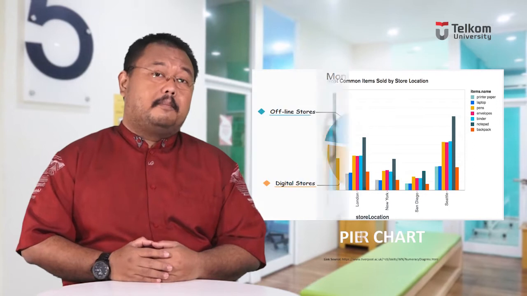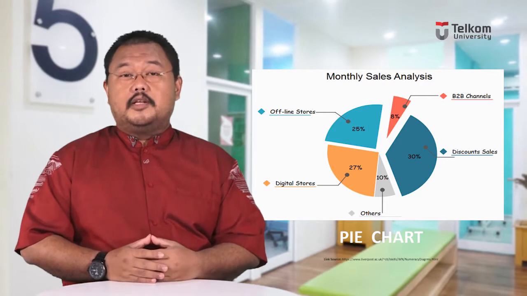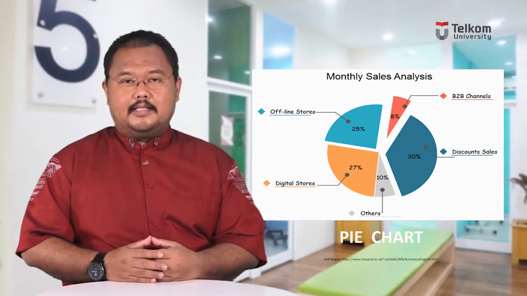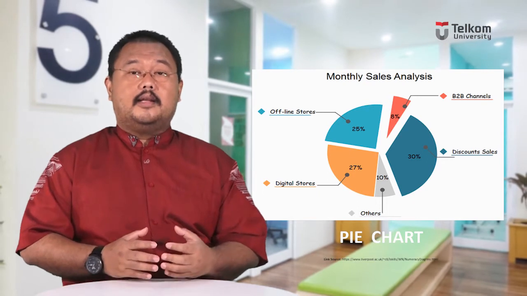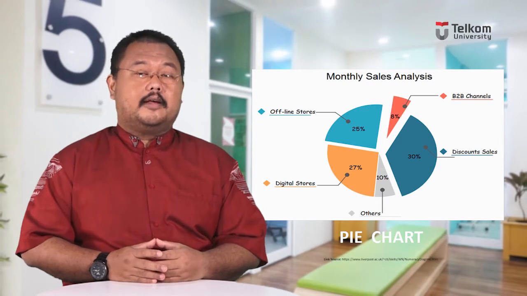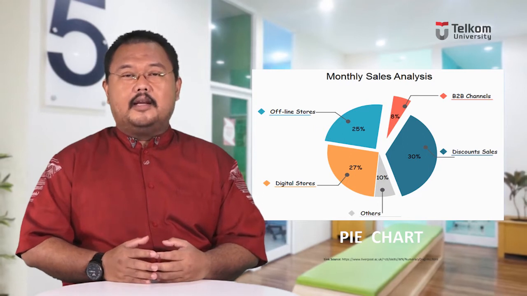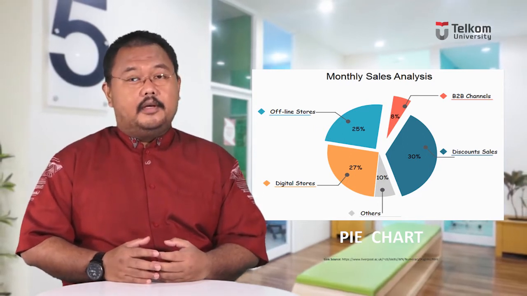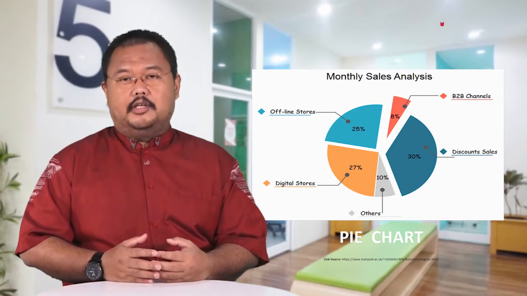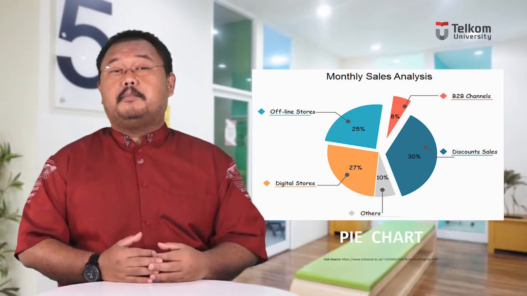Number 2. A pie chart or a circle chart. It is a special chart that uses pie slices to show the relative sizes of data. It is a circular statistical graph which is divided into slices to illustrate the numerical proportion. In a pie chart, the arc length of each slice, and consequently its central angle and area, is proportional to the quantity it represents.